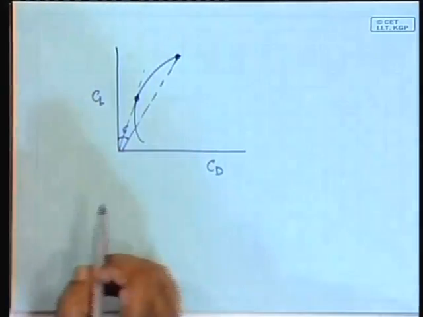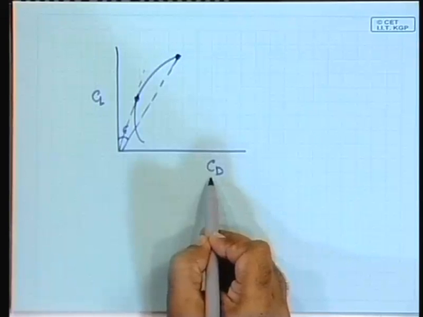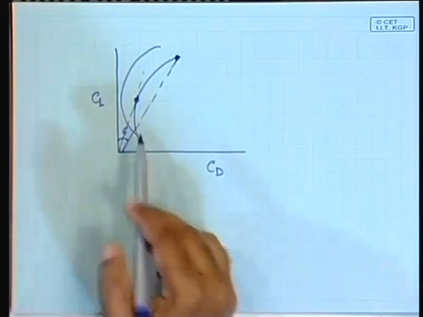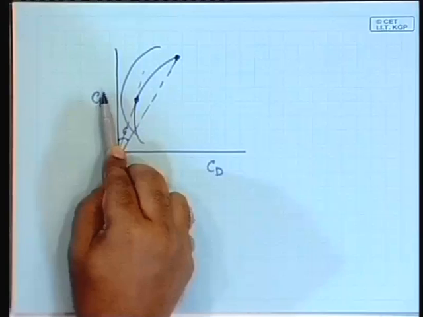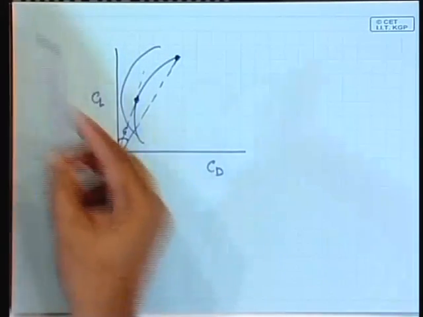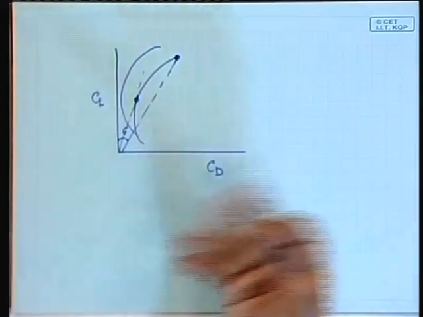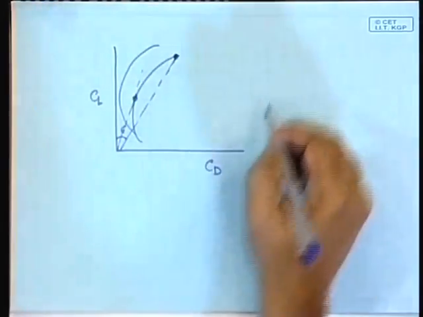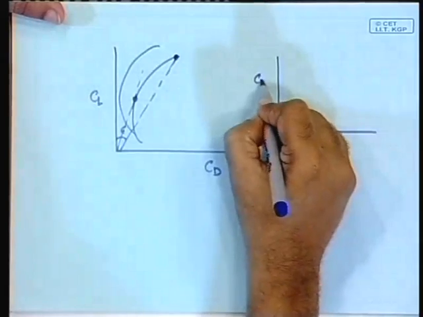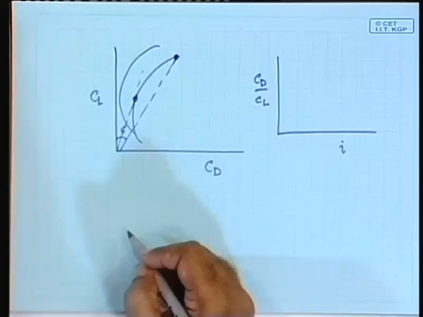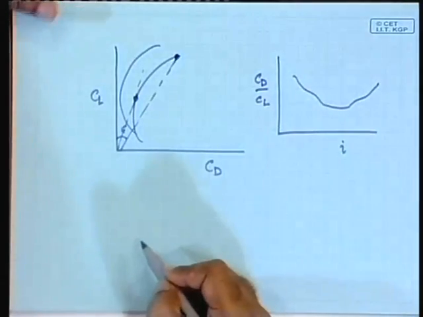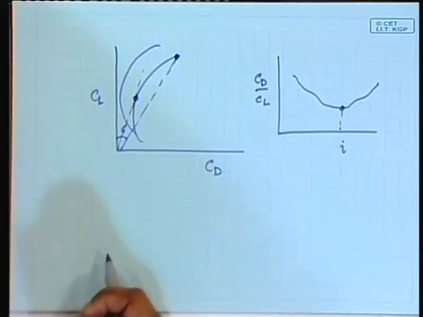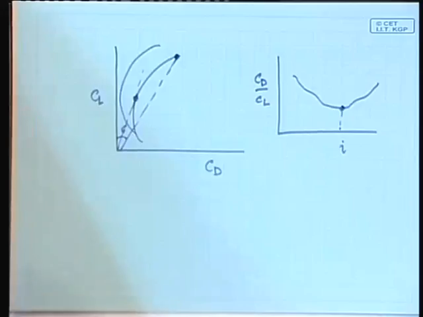Now, one difficulty is there. As I told you, the CD is a couple of orders of magnitude less than the CL. As a result, this graph will be very close to like this, and it will often be very difficult to draw. For many of the well-designed airfoils, it is very difficult to draw. In that case, what you have to do is, from the data that I just showed, find out what is CD by CL and plot that versus I. You will get something like this. And the minimum point gives the right value of I. Clear? So that should be the proper choice of angle of attack.